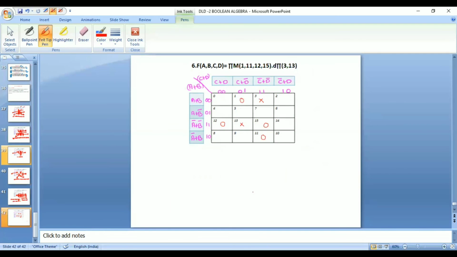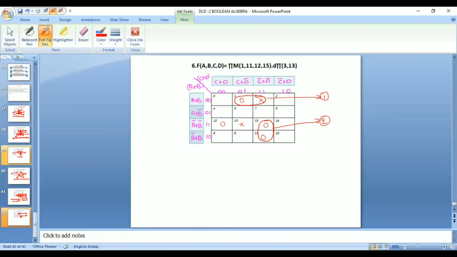Let's come to the next one. This is the last problem. So 1, 11, 12, 15. Observe the first one here, this particular maxterm. This is the only possibility to group it. Assume this is the first one. And the next one, 15 and 11. Also, this is the only possibility. This is the second one.